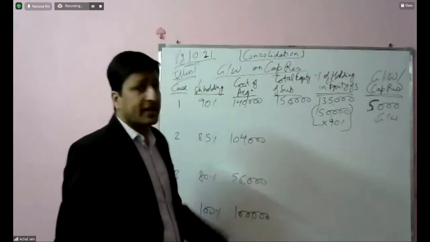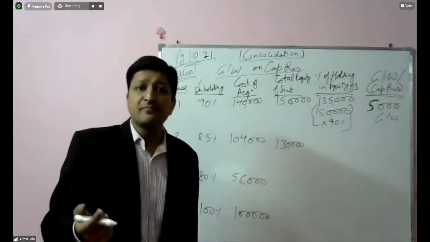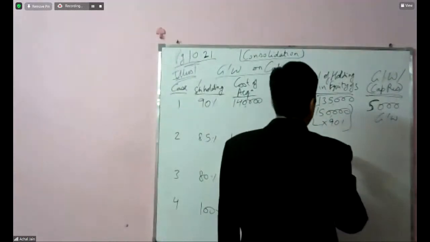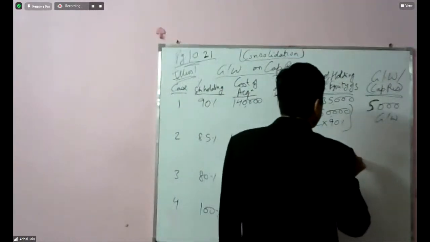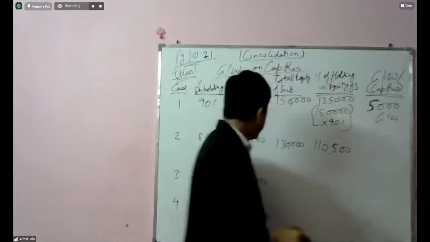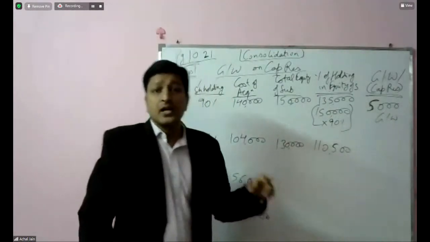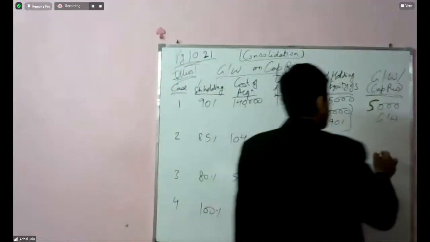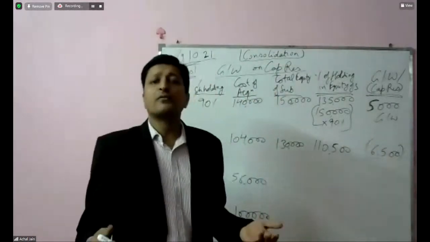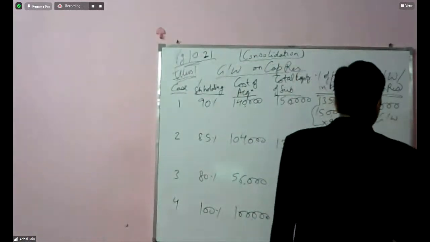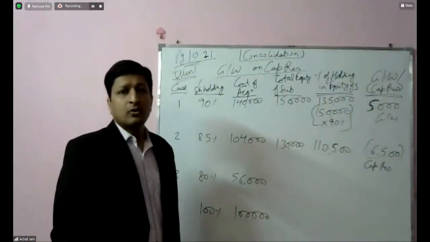Now let's move on to the second one. In this case, total equity is 1,30,000, and 85% of this is the portion of holding. So this is 1,10,500. Now 1,04,000 has been paid, acquired is 1,10,500. So what do we get? Negative goodwill, 6,500. This is negative. Or we can say this is capital reserve. Clear? Clear? All of you?